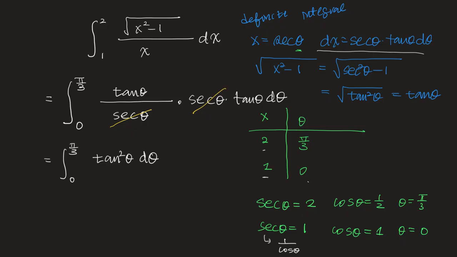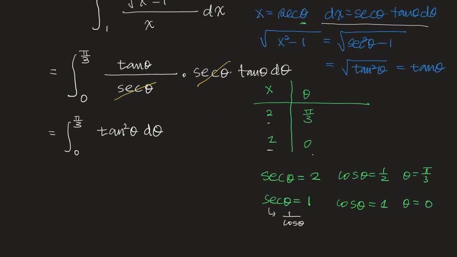So anyone remember this one? How are we going to find this integration? Tangent squared theta is an even power, so you have to change it. The integral from 0 to pi over 3 of secant squared theta minus 1 d theta. What is the antiderivative of secant squared? That's tangent theta, minus the antiderivative of 1, which is theta, from 0 to pi over 3.